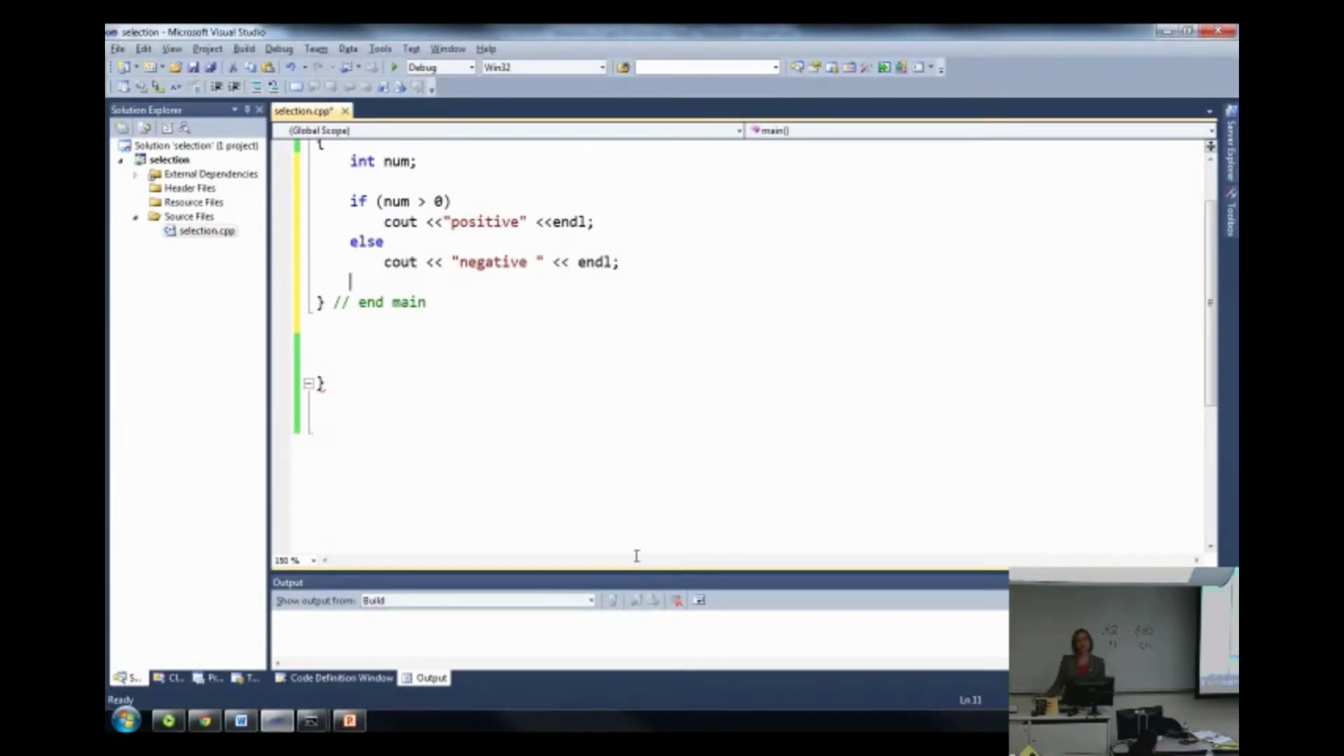Okay, so what about 0? Well, 0 is, I think, usually considered a positive number, but let's say we want to print whether the number is positive, negative, or 0. How would we go about doing that? So let's say that we make this an if.